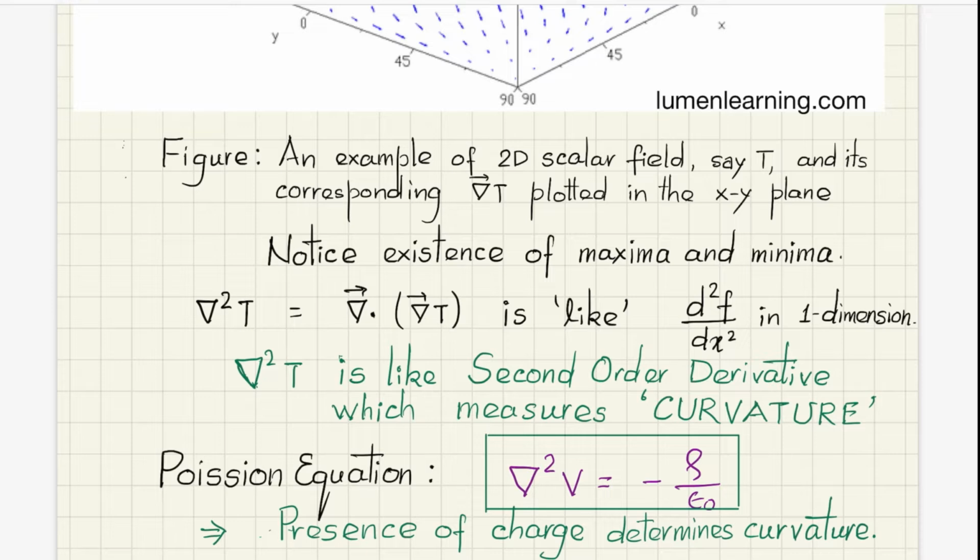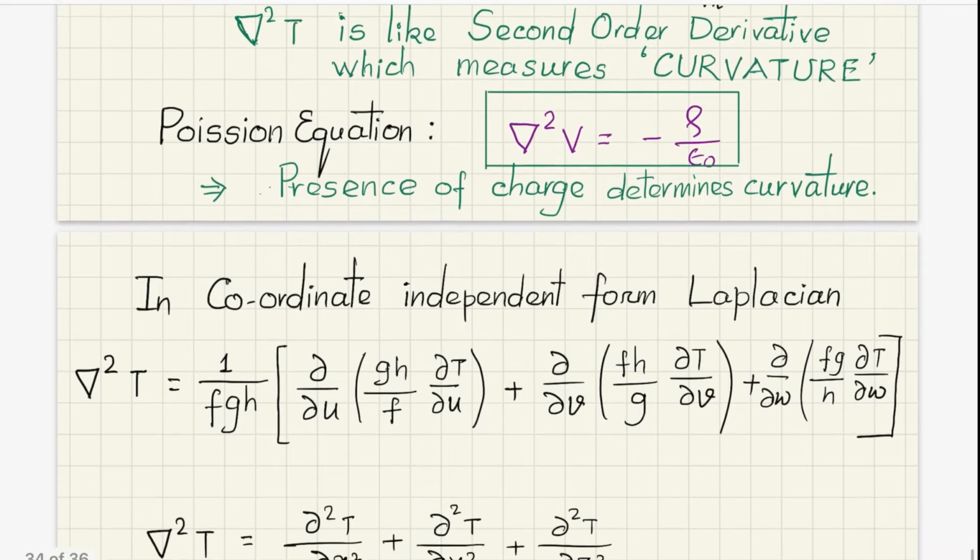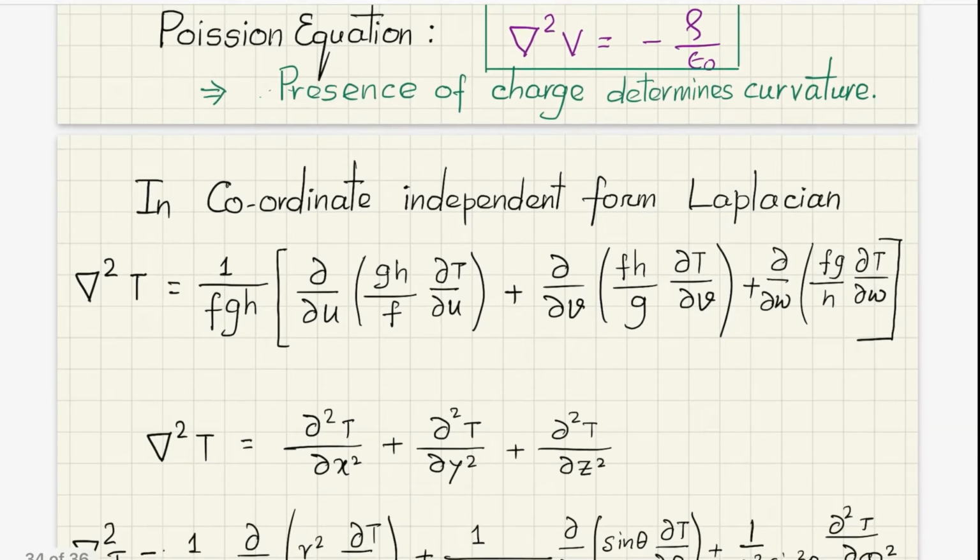So presence of charge determines curvature. That's what I am emphasizing. Now this can be seen also in a coordinate-independent form, for example, the Laplacian. You remember the metric F, G, H. Then there is a second order, but this is a partial differential equation. So first order, there is a weight function here. In the first term, it is GH by F, del T by del U, and then the whole thing, again partial derivative. So similarly, the three terms.